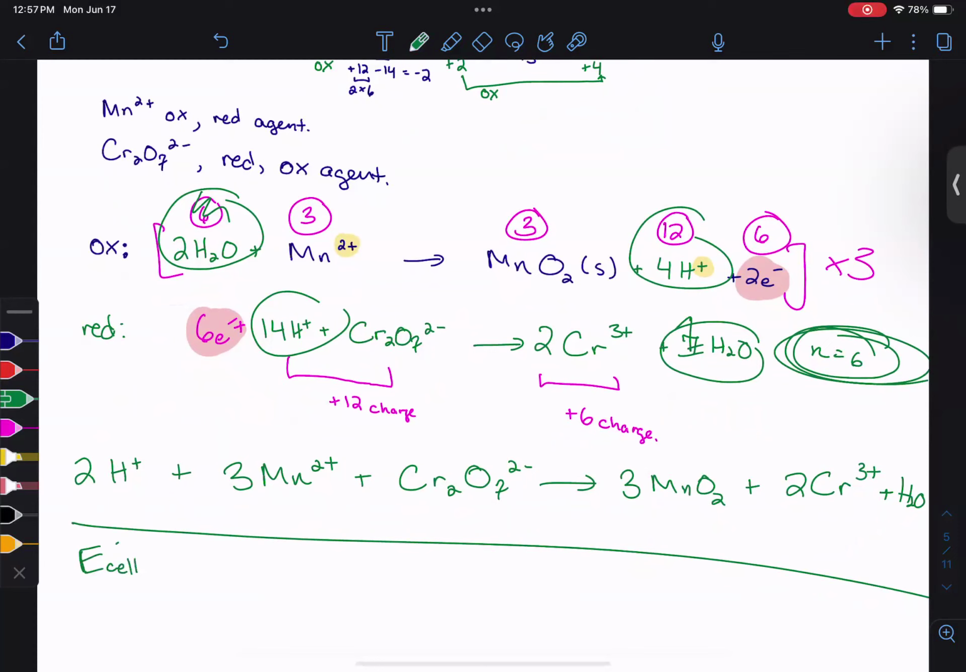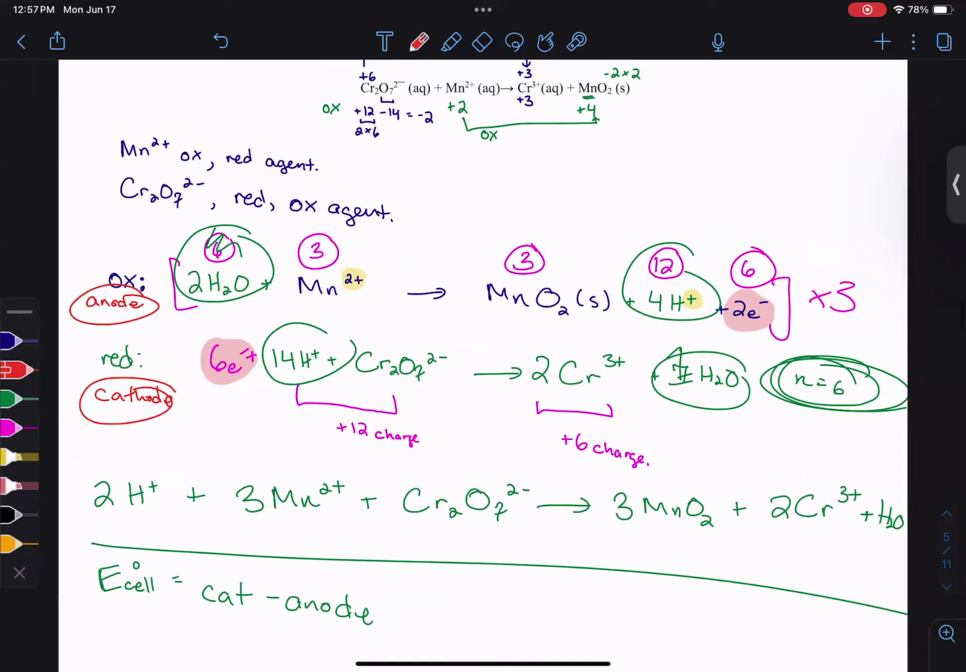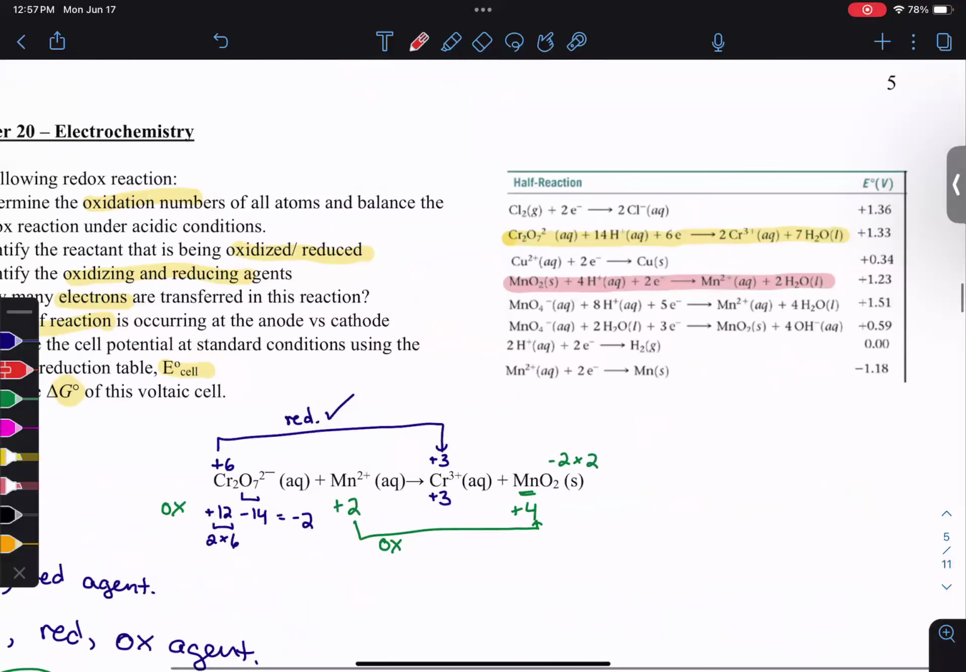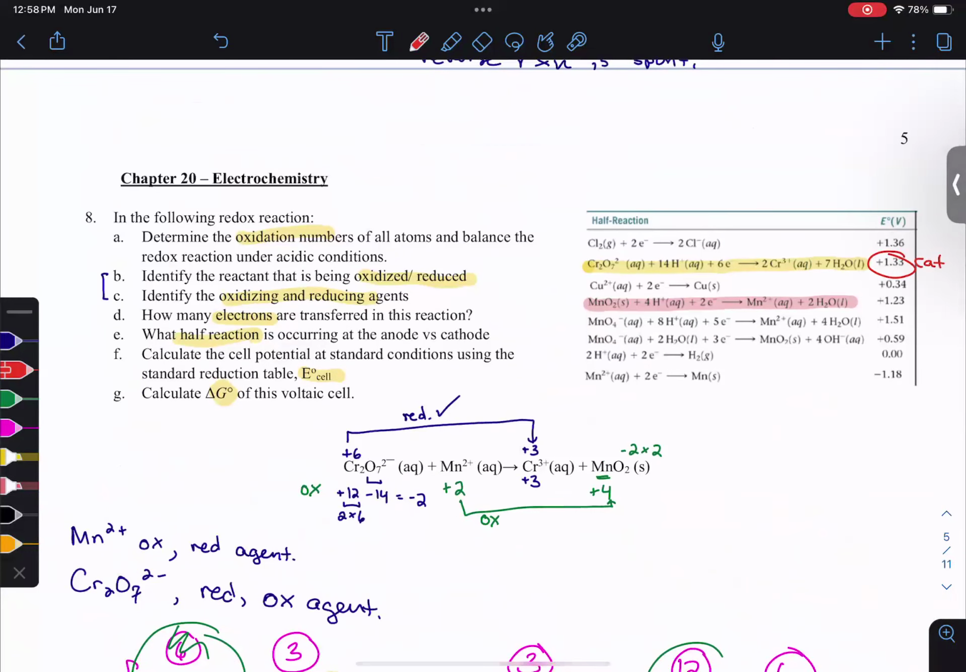So this question asks for E cell naught. We're simply going to do cathode minus anode. We already identified what's the cathode and anode. The oxidation reaction is your anode, and your reduction reaction is your cathode. So we just need to find those reduction potentials for those particular half reactions, which I have up here already highlighted. Here's the reduction potential for the dichromate one. That's my cathode. And then the manganese one, that is my anode.